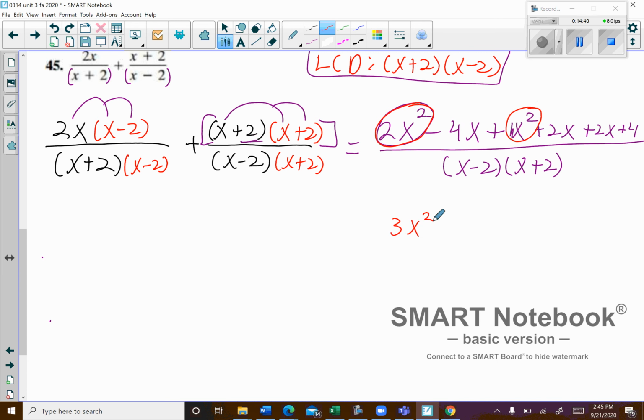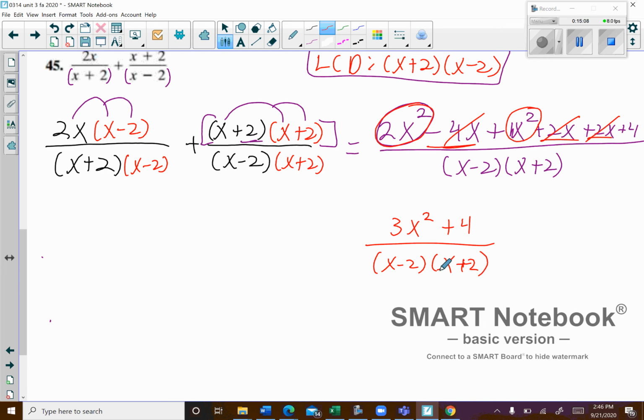Then this is kind of interesting here. I've got a minus 4x and then plus 2x plus 2x. So if you look at all three of those, they actually will cancel each other out. Because take away 4, then add 2 back, and then add another 2 back, and so they completely nullify each other. And then we are left with a plus 4 on the back. And then all over x minus 2, x plus 2, okay?